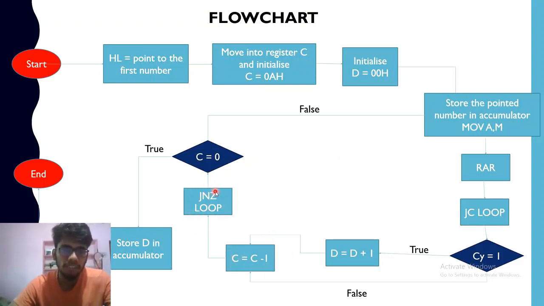After that, we will use JNZ loop. This loop determines whether we have reached the end of the loop or not. If C is equal to 0, if we have reached the end of the loop, then we will move our count from D into the accumulator, and then store it in a particular memory location. Otherwise, we will continue with the next number, after decrementing C, in order to move to another location in the series of numbers. And as we reach the end of our loop, we will terminate our program accordingly.